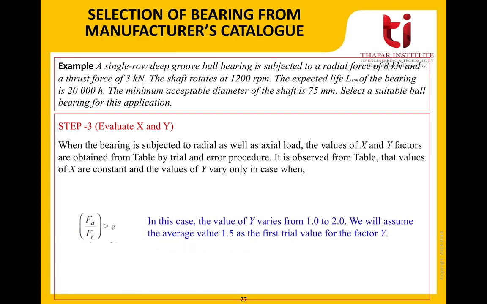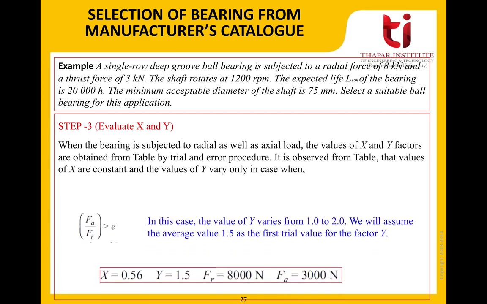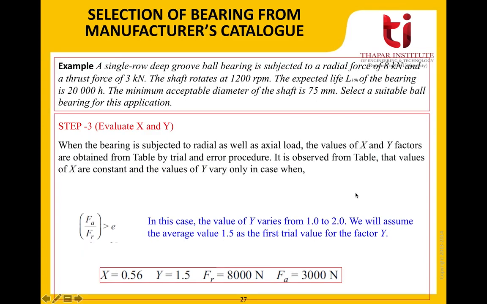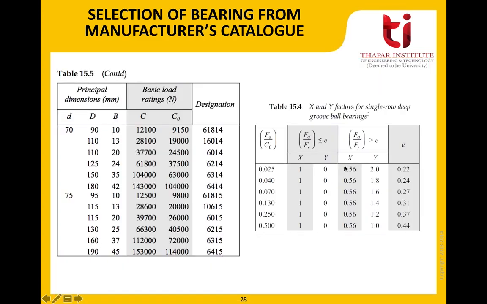Now in this case, when the bearing is subjected to radial as well as axial load, the values of X and Y factors are obtained from the table by a trial and error approach. I'm talking about table 15.4 here. It is observed from the table that the values of X are constant and the values of Y vary only in the case when Fa by Fr is greater than e. So if we have a look at table 15.4, we can see that the values of X are consistent, that is 0.56, but the value of Y is changing from 1 to 2 in all these cases.